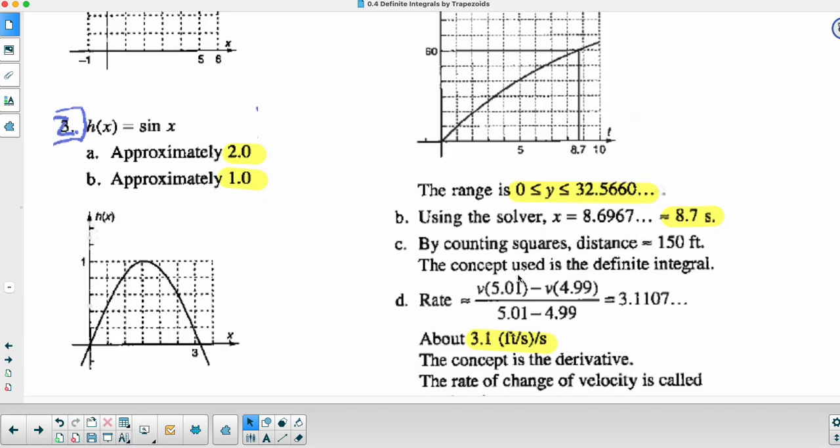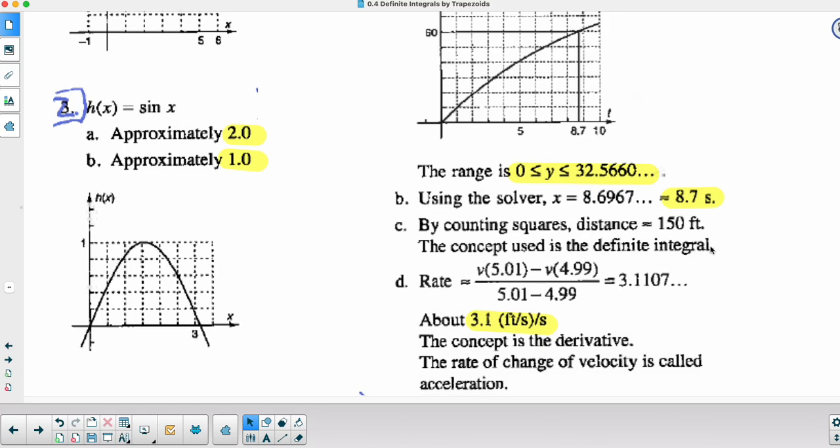They want us to find, counting squares on C, and roughly the area under my curve ends up being 150 feet. I didn't highlight that one, sorry. D, we're doing what we did earlier. I'm finding a rate of change, so that's a derivative. I'm estimating a derivative. I'm finding the slope. They used a little different method here to find slope, but I need to plug in 2 points really close to my point. Plug it in the equation, use the equation method. I should get something close to 3.1.